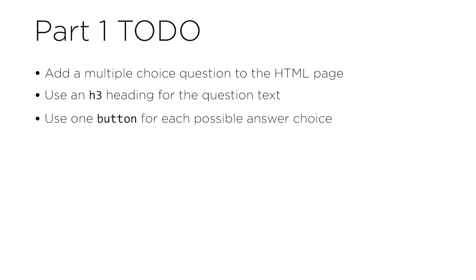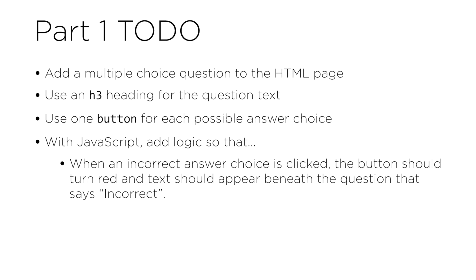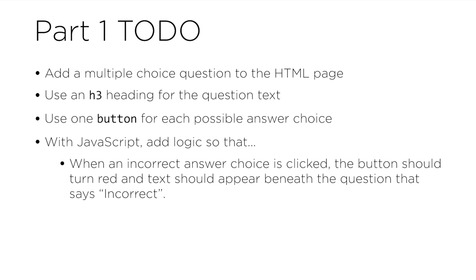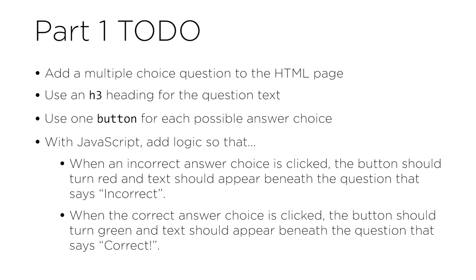From there, you'll want to write some JavaScript to add some logic to this part of the application. When an incorrect answer choice is clicked, any of those buttons that are the wrong answer, the button should turn red, and text should appear beneath the question that says incorrect. So the button turns red, text appears to let the user know that they answered your question incorrectly. Meanwhile, when the correct answer choice is clicked, then the button should turn green, and text should appear beneath that question that says that the user got the question answered correctly.